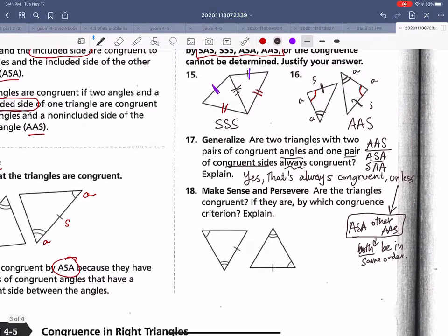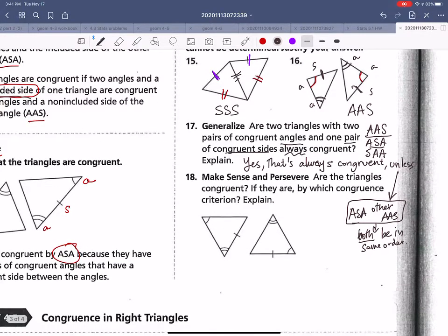Okay, looking at 18, it says make sense and persevere. So this is an angle, right? And that matches this angle. This is an angle and it matches this angle. And we have a side and that matches this side. So our evidence spells angle, angle, side. So we're going to say yes because angle, angle, side, triangle congruence.